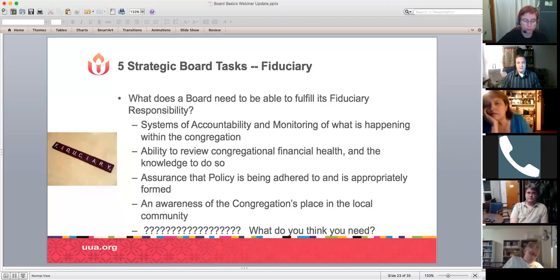Your UUA staff primary contacts have gone pretty deep in helping boards to understand their fiduciary responsibilities and roles. And we have a whole other set of resources within the UUA, including the Church Staff Finance Office, who can help congregations think through particular staffing issues and financial issues. So reach out to your primary contacts with questions related to your congregation's fiduciary responsibility. Next slide.